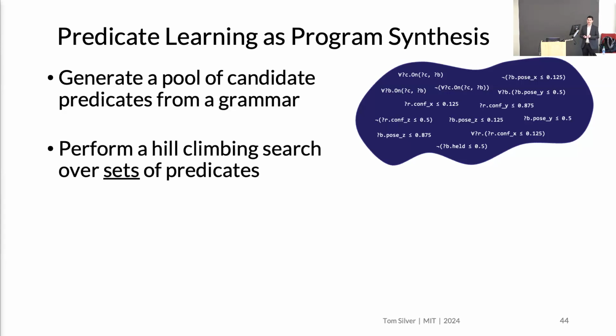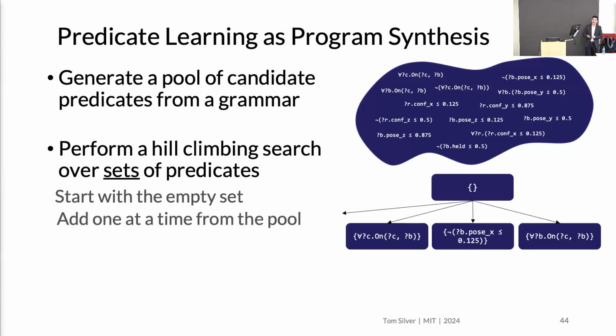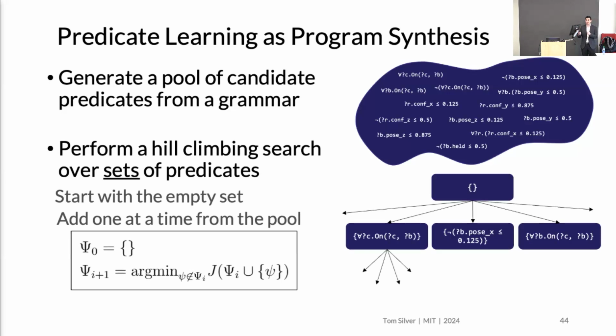So we'll start with this pool of candidates. And to select the predicates that we're going to keep, we'll perform a hill climbing search where we start with the empty set, saying we're not going to keep any predicates. And we gradually add one predicate at a time at each level of this hill climbing search. So we'll go through and we'll add one at a time, deciding at each step which set of predicates is most valuable to keep at this level. And then we'll keep going until we can find no improvement.